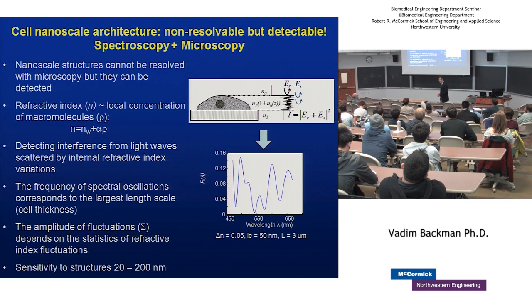Now, if the cell is heterogeneous, as all real cells are, you would see some interference pattern. For some wavelengths, there will be a maximum. For some wavelengths, there will be a minimum. So the spectrum would look like a random wiggly function when you go from blue to red wavelengths. So this can be analyzed. The periodicity of the signal corresponds to the thickness of the cell, and the amplitude of this signal, or the second order statistics, corresponds to how clumped the structure actually is.